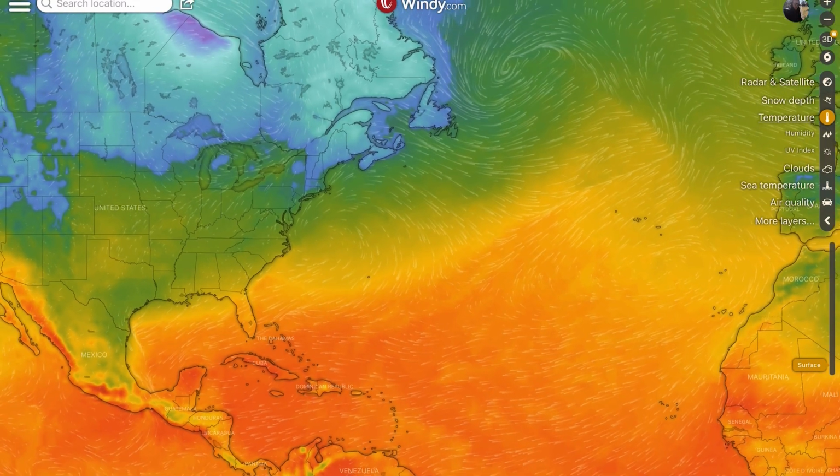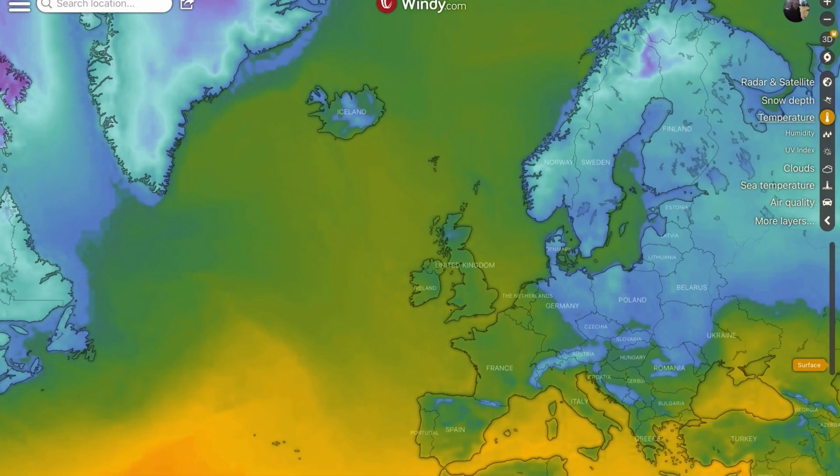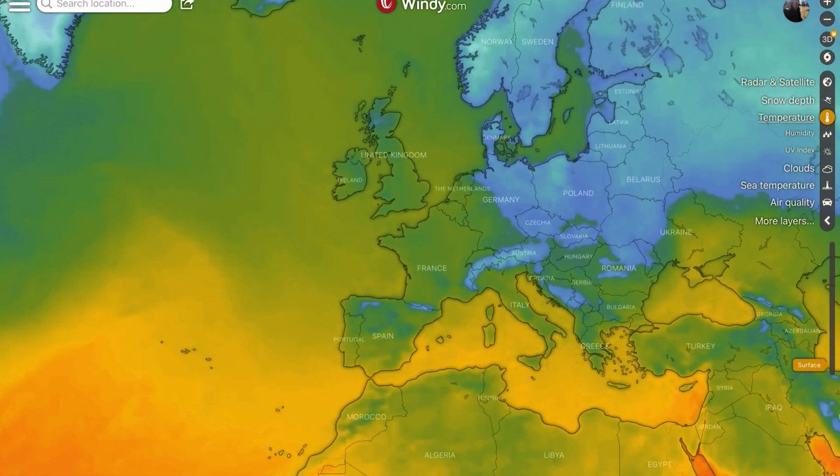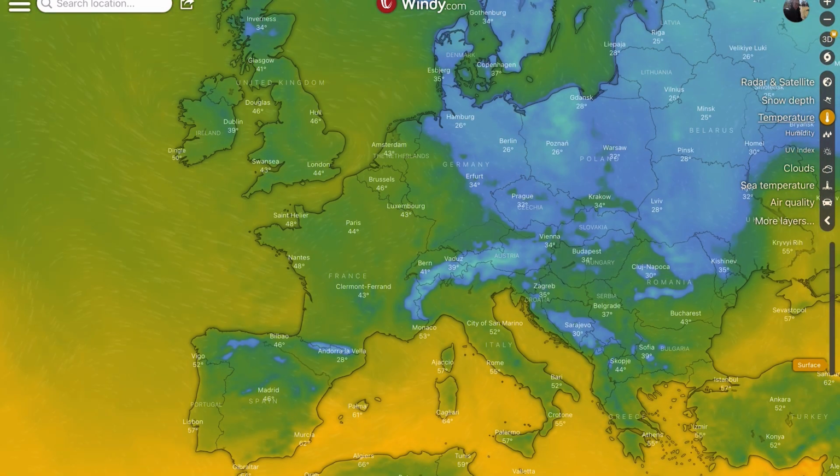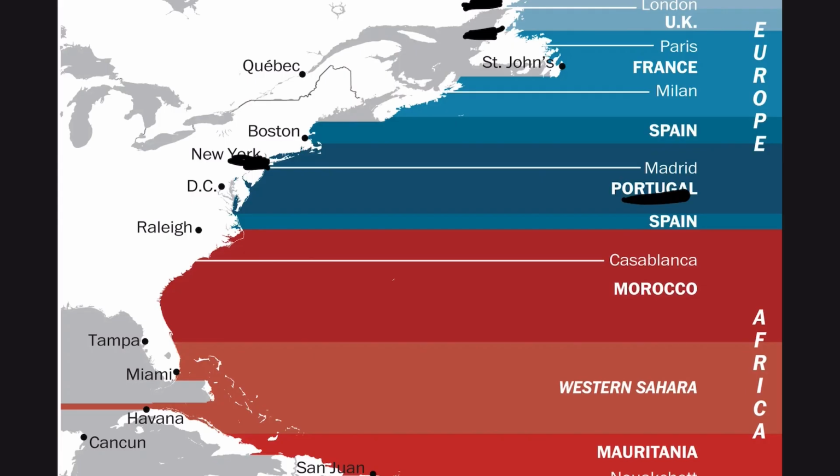It brings warm water from the Gulf of Mexico all the way up to the North Atlantic over here, and in the process it makes the European continent a lot more hospitable. And thus, even though Portugal and New York are on the same latitude, the climate of New York is much more similar to, say, Paris.